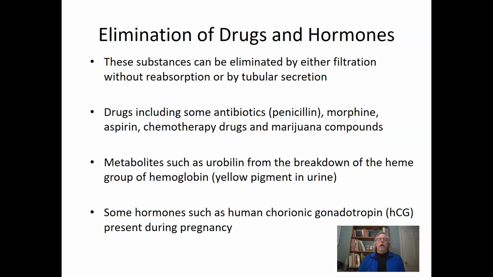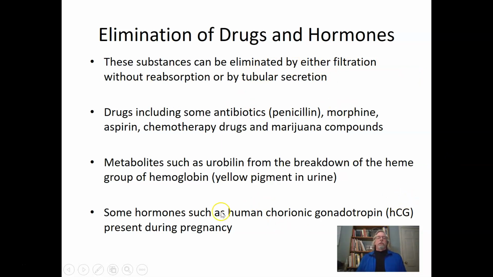So they're shown on the slide. Antibiotics, for example, various chemotherapy drugs, marijuana compounds, breakdown from absorption of marijuana. Also, some substances such as urobilin. Urobilin is the pigment in urine. It's what gives the urine the kind of yellowish color. That's resulting from the breakdown of the heme group from hemoglobin. That also gets into the urine by, I believe, filtration without reabsorption.